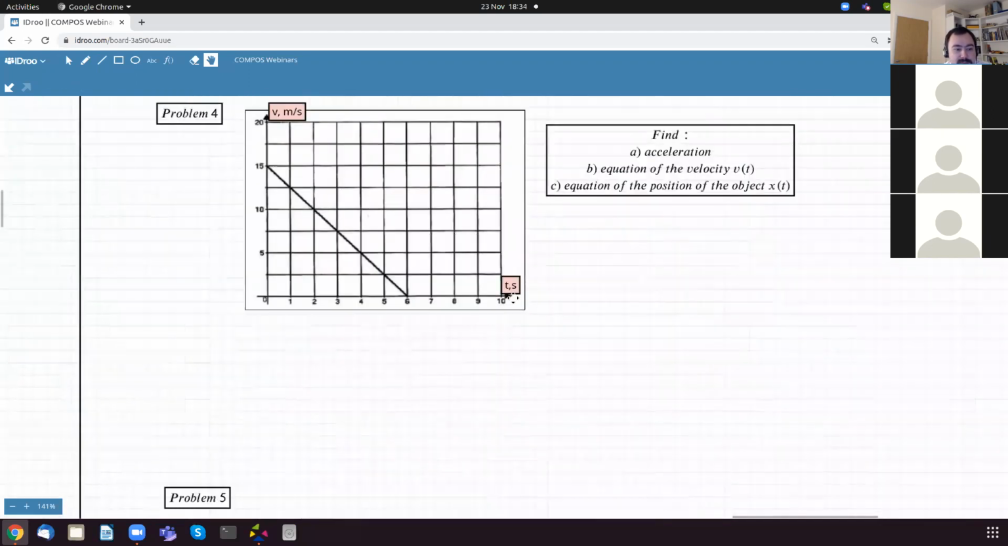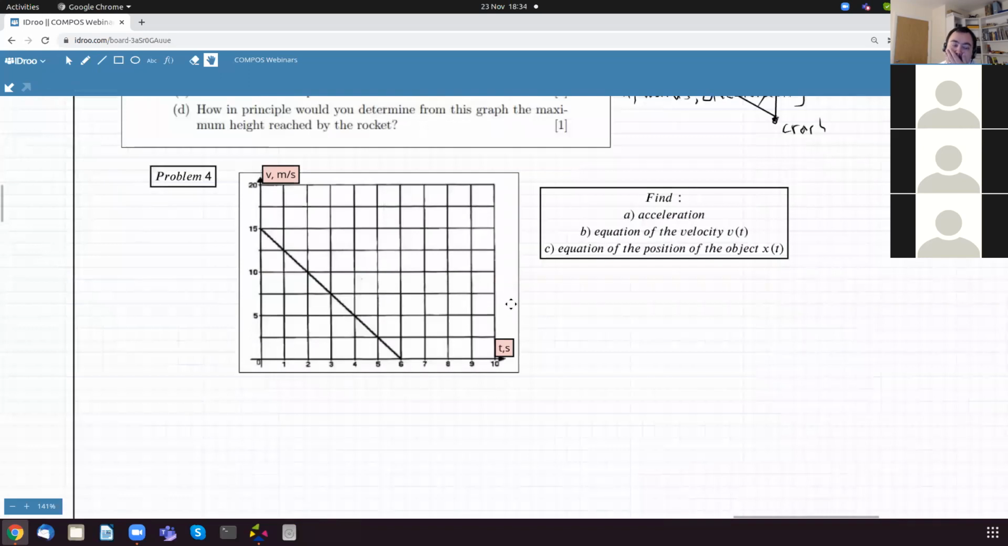Now, problem 4, you need to find the acceleration from the graph. Well, we know that the acceleration is the gradient, the slope. So acceleration is the gradient. So it's minus 15/6, and that is minus 2.5 meters per second squared. Okay, that's the acceleration.